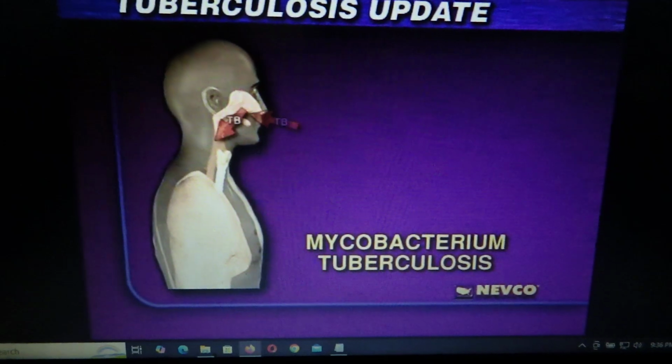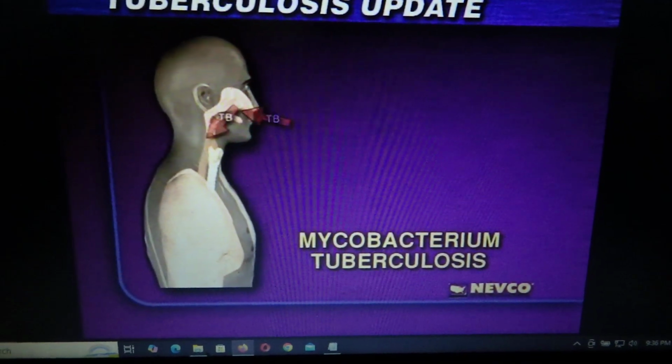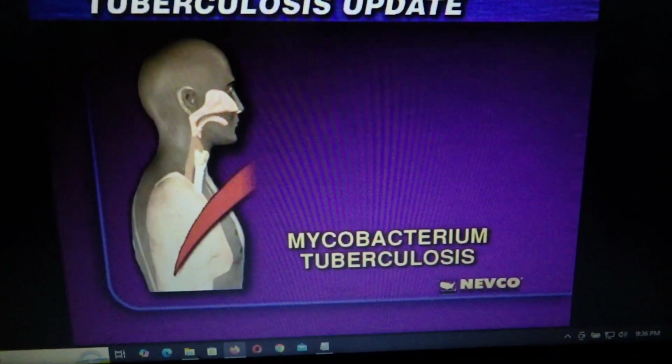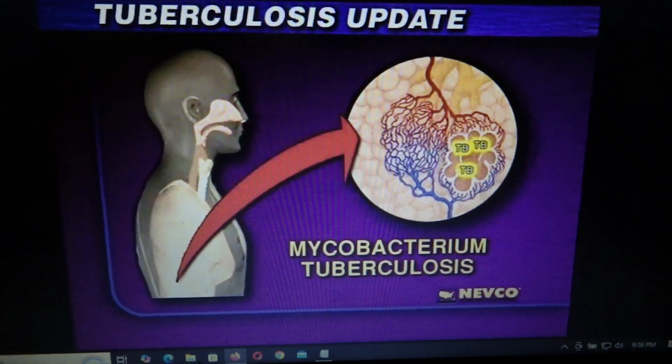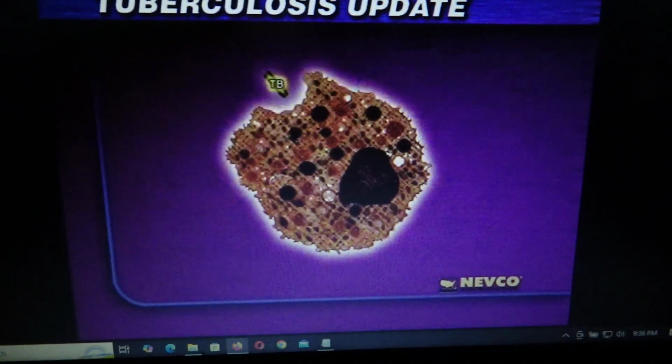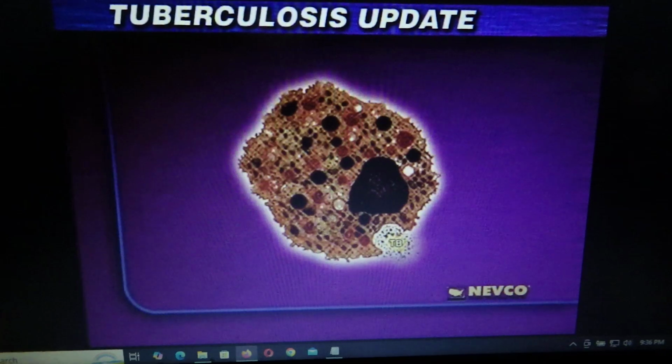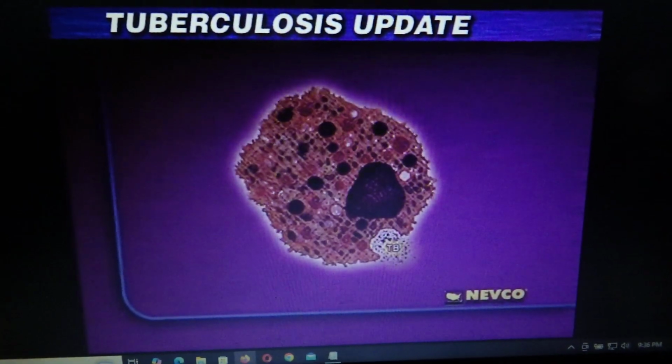Infection occurs when a susceptible person inhales droplet nuclei containing Mycobacterium tuberculosis. These bacilli are able to traverse the mouth or nasal passages, upper respiratory tract, and bronchi to reach the alveoli of the lungs. Once in the alveoli, the organisms are taken up by alveolar macrophages and spread through the body.